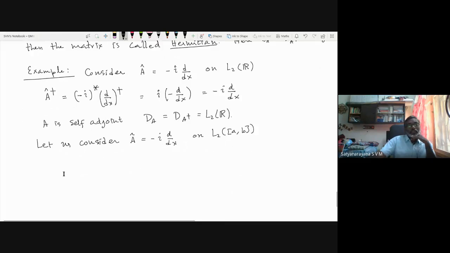Now, suppose we are interested in finding this out, so let us go back to our analysis of this adjoint. So let us consider f of x, comma, minus i d by dx g of x, which is equal to the integral from a to b, because now the functions are defined in this interval ab, of f star of x into minus i d dx acting on g of x.